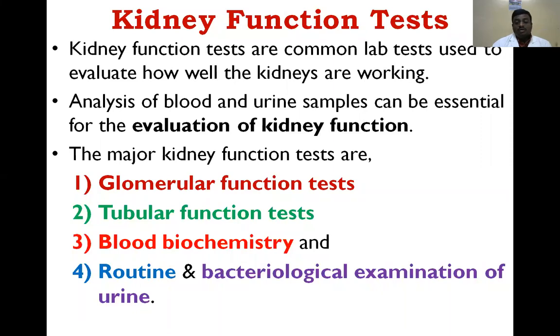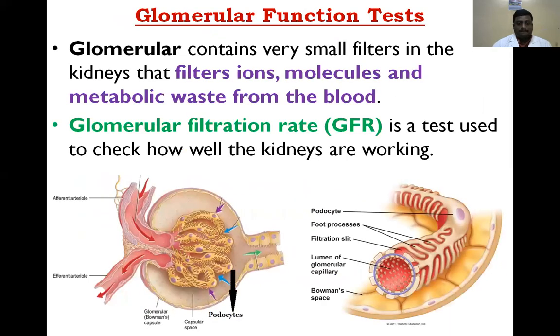First one is the glomerular function test. So here you can see this image. This is the glomerular part that is fixed in the Bowman's capsule. In the glomerular part, the filtration of different substances takes place, and those are filtered into the Bowman's capsule, into the proximal convoluted tubule.